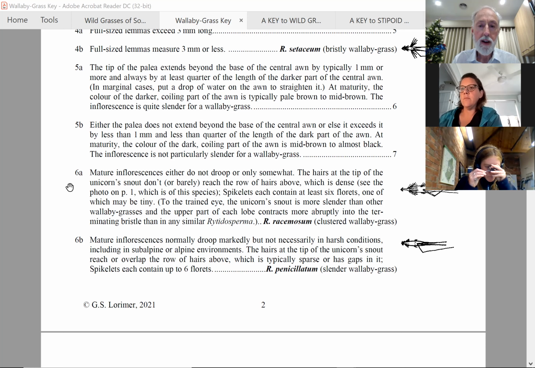Spikelets each contain at least 6 florets. Well, we were getting 8 on some of them, and I think everybody ultimately found at least 6. And one of them might be tiny and not readily discerned unless you're really looking for it.